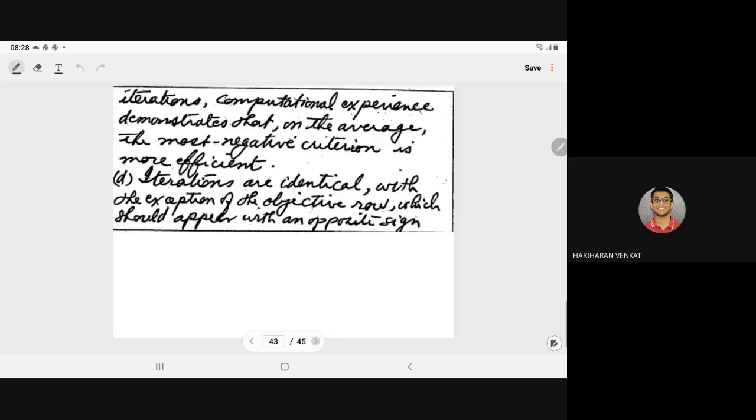So that is written here: the iterations are identical. When we select the most positive, the iteration points are A, B, C, D. If you select the least positive, then the iteration points are A, E, D, with the exception of the objective row, which should appear with the opposite sign.